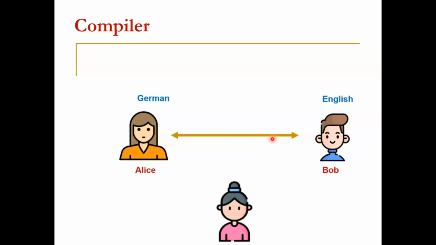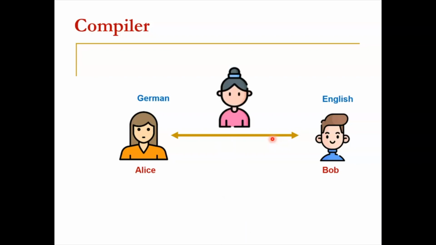Yeah, definitely. We can have some language translator, and this lady is capable enough to capture what Alice said in German and translate it into its equivalent in English, which is understood by Bob. So, with the help of this language translator, we can solve this situation.